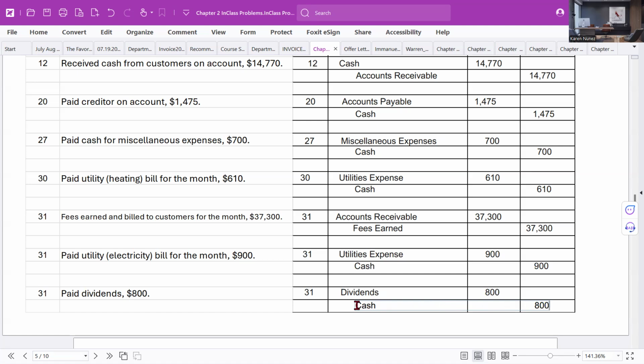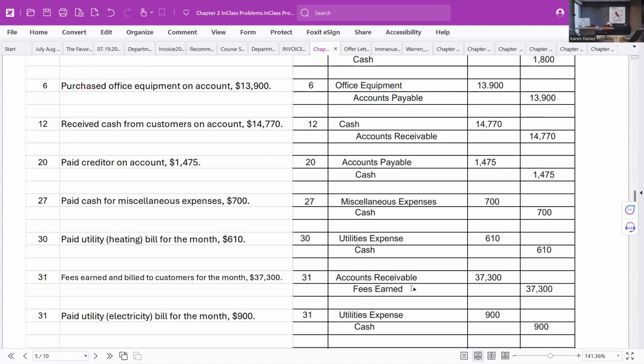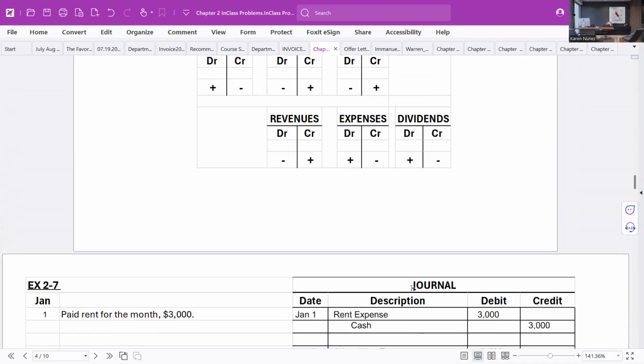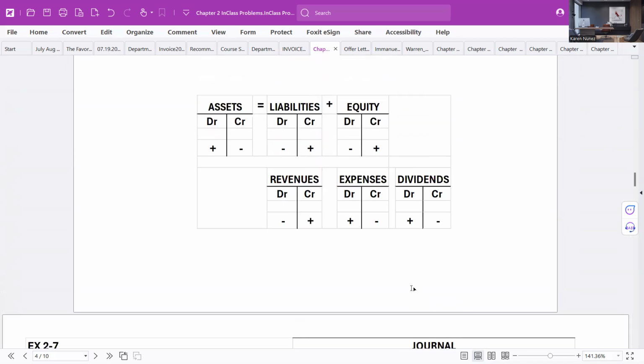Okay. So every transaction, you want to analyze it. You want to think about which accounts are affected, and how those accounts are affected. And you should be able, at this point, to start linking it back to the basic accounting equation and our debit and credit rules.